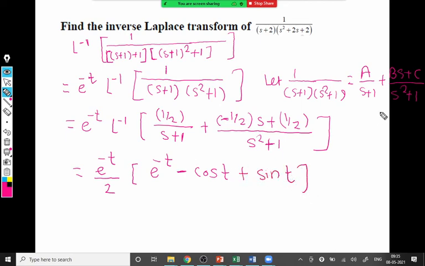What are the missing steps here? The missing steps are getting the values of A, B, C. Find A, B, C. That is the missing step in this question. Don't write directly in the exam like this. You should show the calculation of A, B, C also. Okay, that's one.